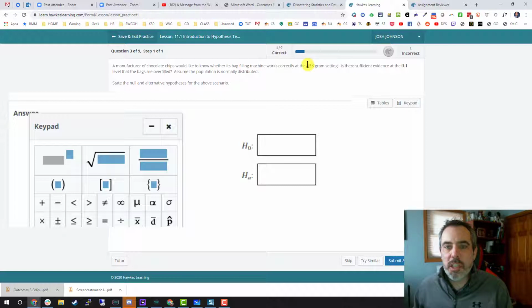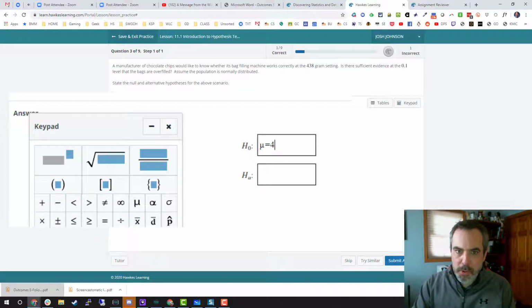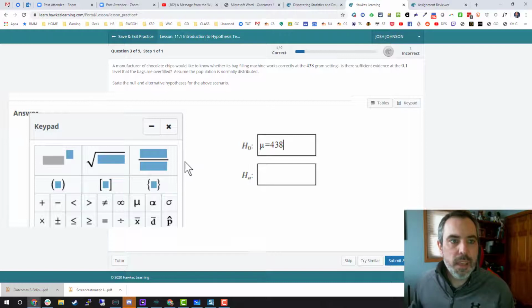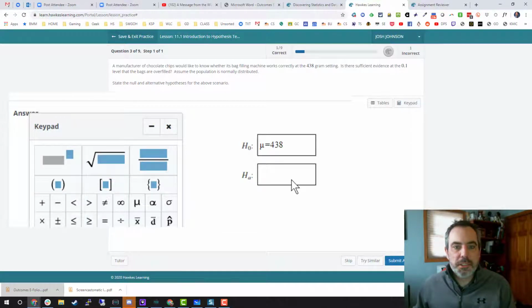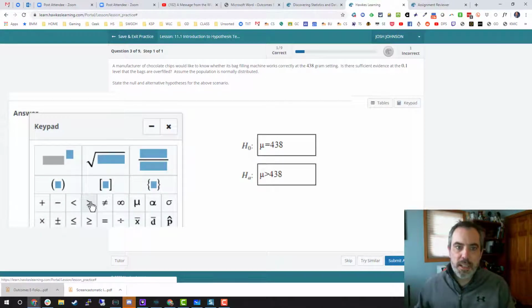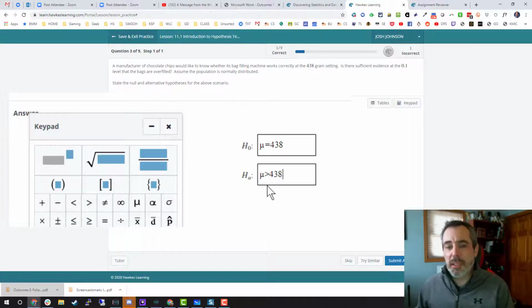Now, in this case, we're talking about an average, right? We're not talking about a variance. We're talking about the average setting. So I'm going to say that the null hypothesis is mu is equal to 438. He wants to know if the bags are overfilled. So in this case, I am going to be testing that the average is actually greater than 438. Notice this is an example of a one-tailed test. I have to use mu because we're talking about an average. I also have to anticipate whether it's greater or less than.